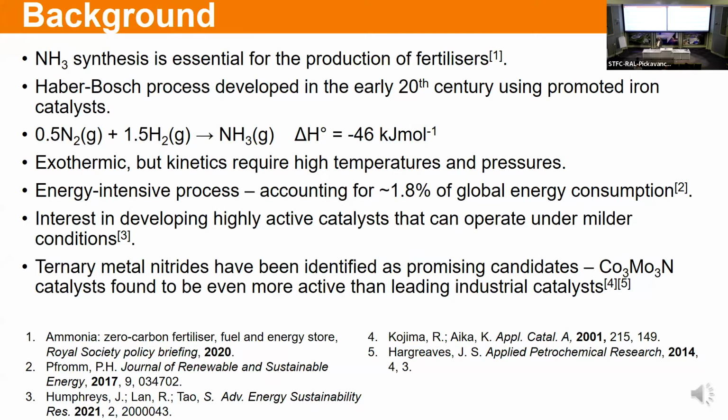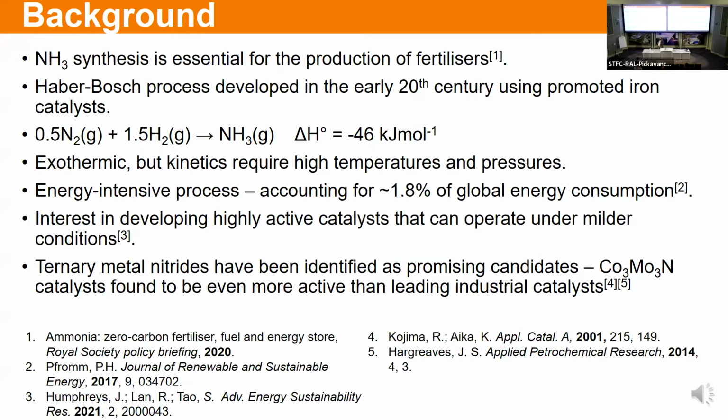So for over 100 years, the Haber-Bosch process has been used successfully to produce ammonia using promoted iron-based catalysts. However, there are some limitations to these catalysts. They require very harsh conditions, high temperatures, and high pressures. And the implication of that is that the current ammonia synthesis techniques are very energy demanding. Nearly 2% of global energy consumption goes towards ammonia synthesis.